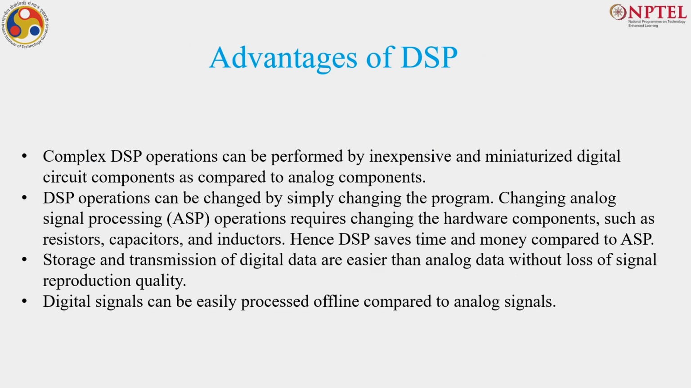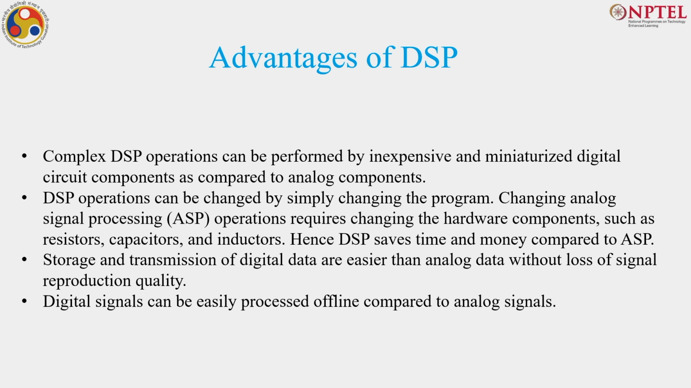So, why DSP? Why not analog signal processing? There are some obvious reasons which make digital signal processing advantageous over analog signal processing. For example, DSP operations can be performed by inexpensive hardware. We get microcontrollers which are digital signal processor chips at very low cost. You can just write code in the processor or the microcontrollers, and you can get your desired operation done. Now, the second thing is, it's very easy to change your filter.